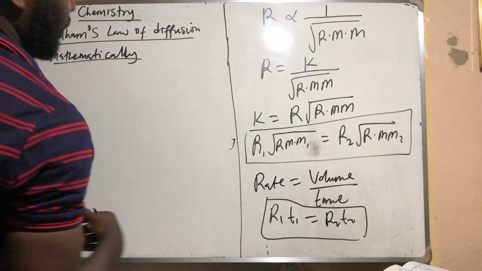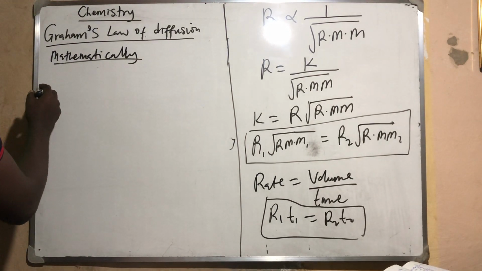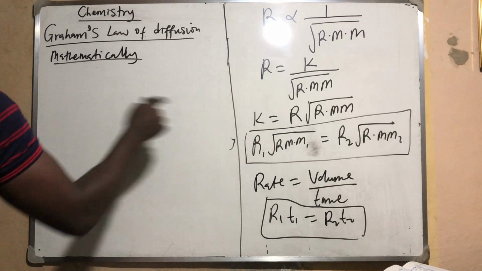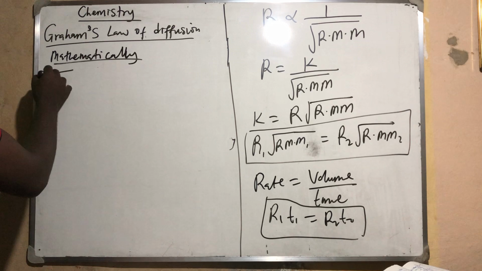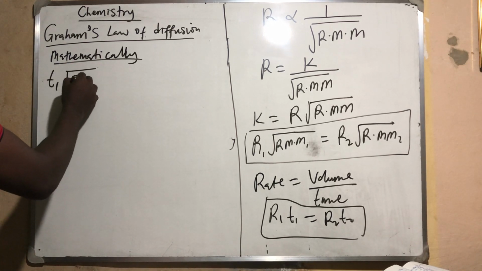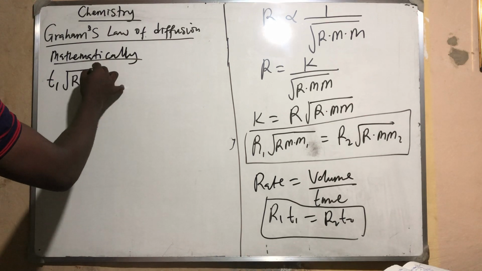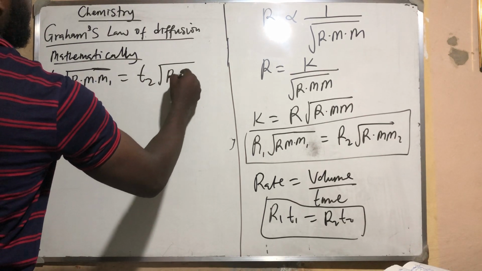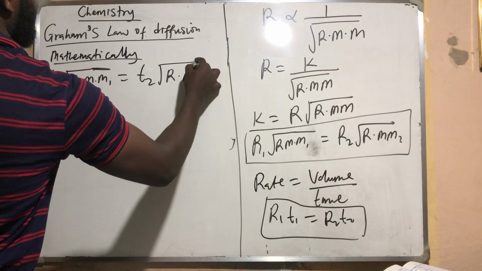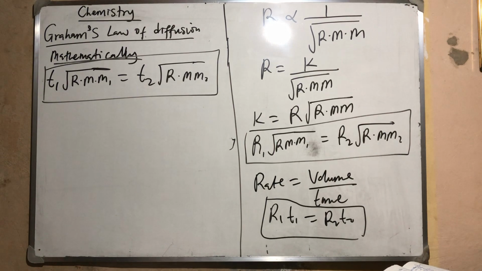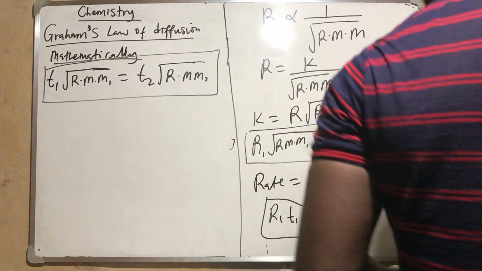You can equally say that you can equally use this. You can equally use that what? The square root of T1 over the square root of relative molecular mass 1 is equal to T2 over the square root of relative molecular mass 2. This is another important formula you need to note before we start solving some calculations.